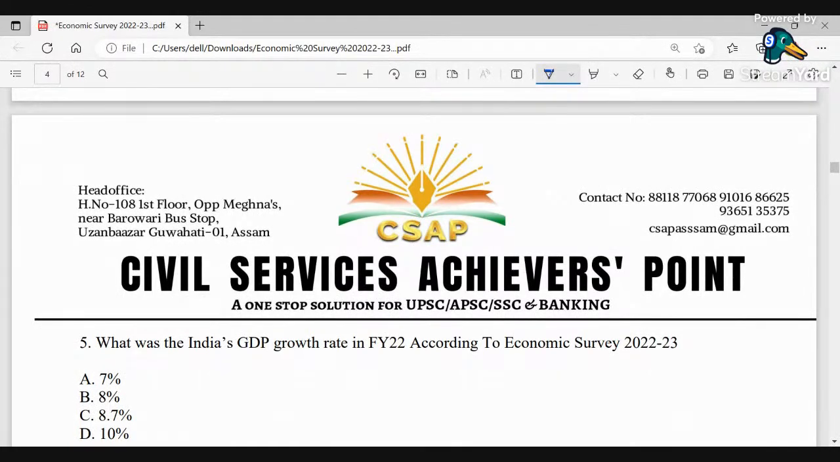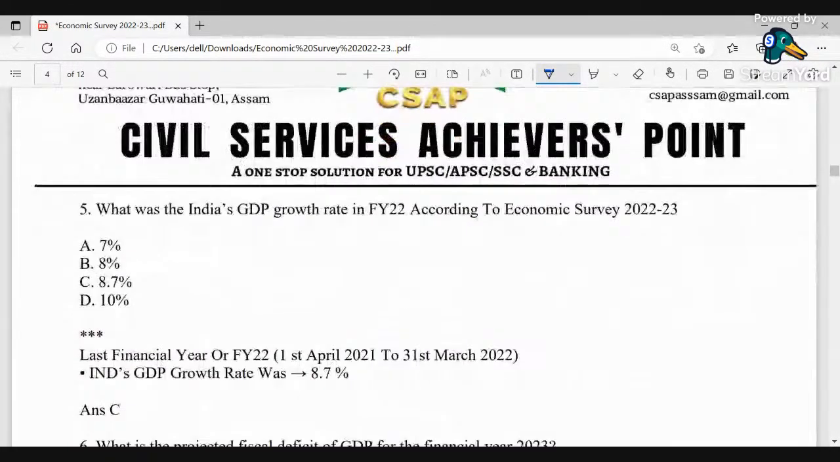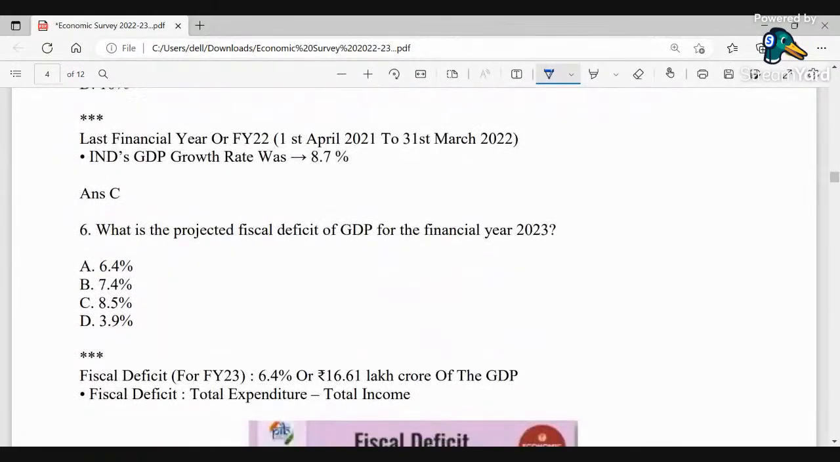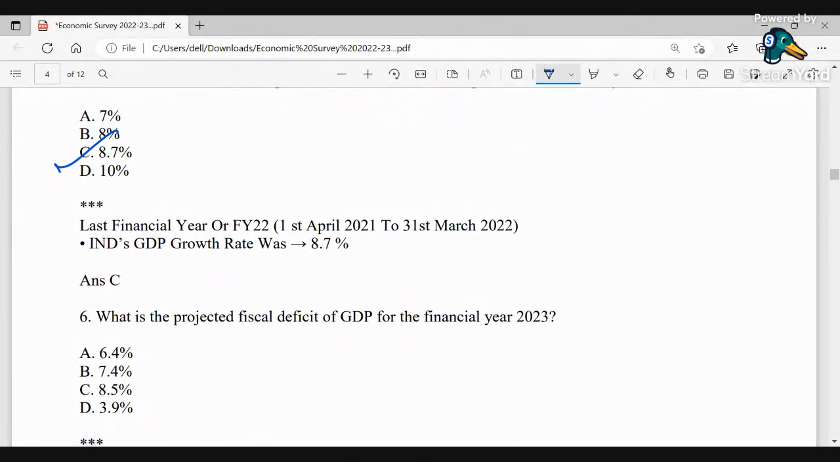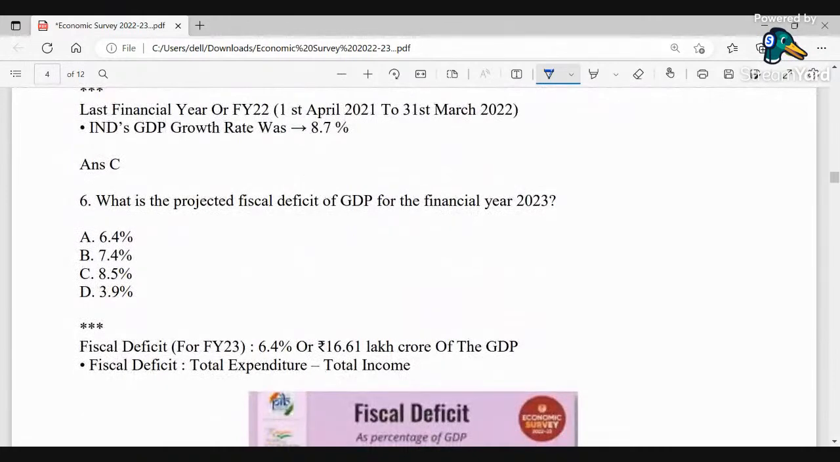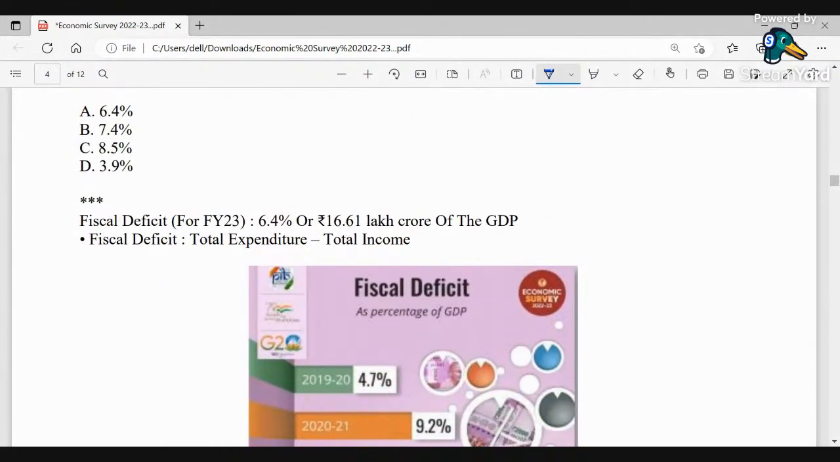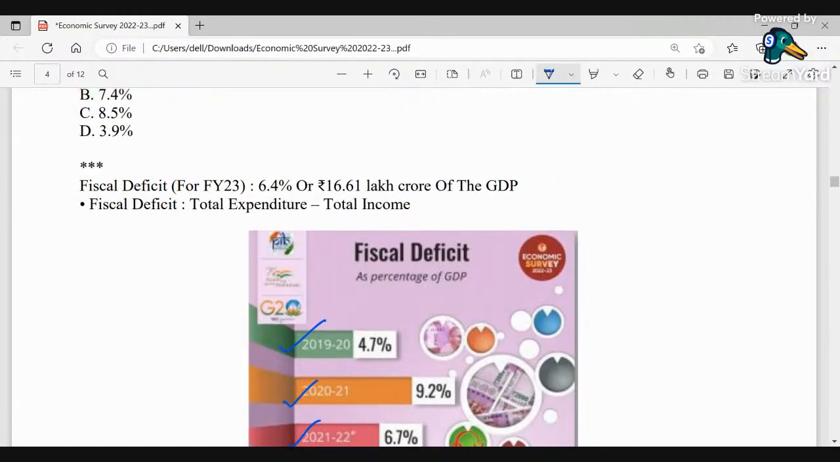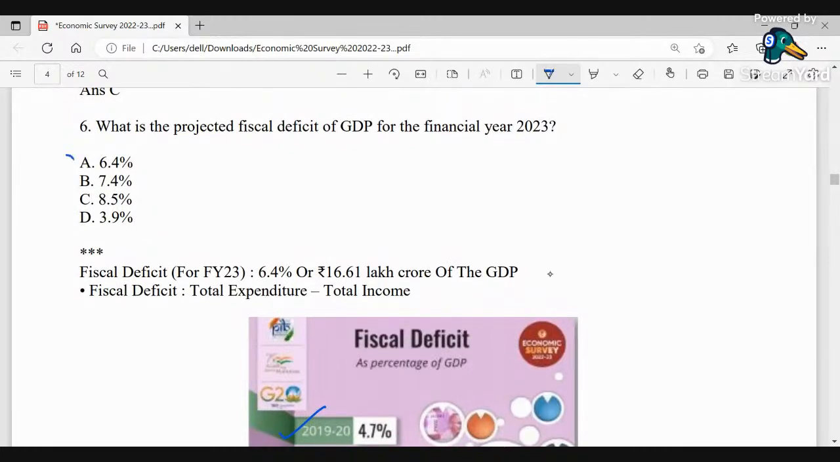Next, what was India's GDP growth rate in financial year 22 according to economic survey? Okay, so it's obviously 8.7% that I have already shown. So nothing to be much discussed about here. Next, what is projected fiscal deficit of GDP for the financial year 23? Okay, so the fiscal deficit that you can all see over here. So 2019-20 4.7, 2020-21 9.2, 2021-22 6.7, and 2022-23 6.4. So therefore the correct answer over here is 6A. That is the projected fiscal deficit of the GDP for the financial year 23 is around 6.4.